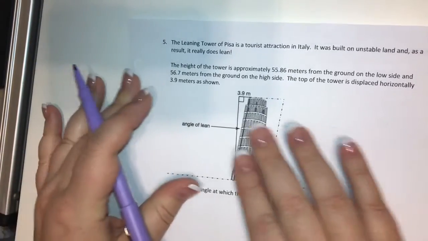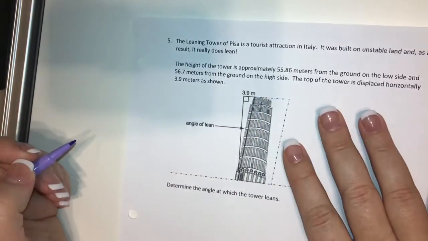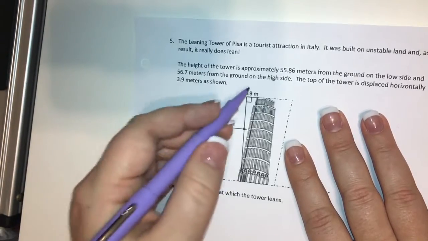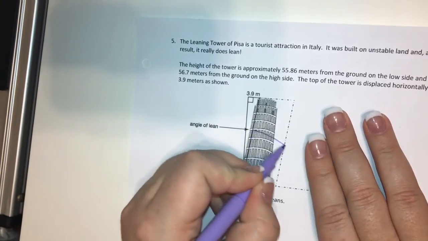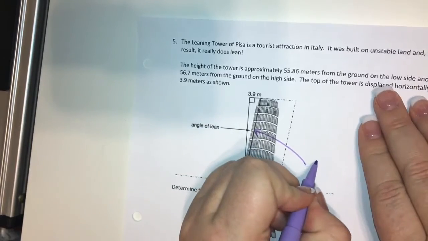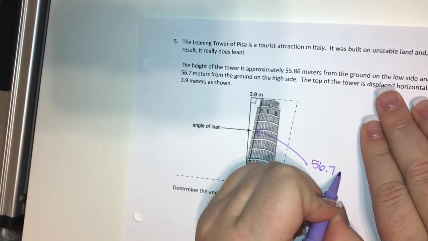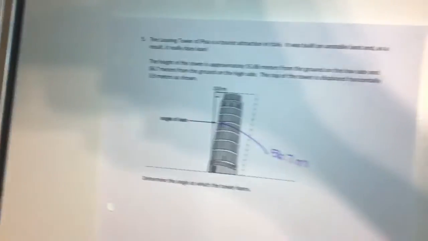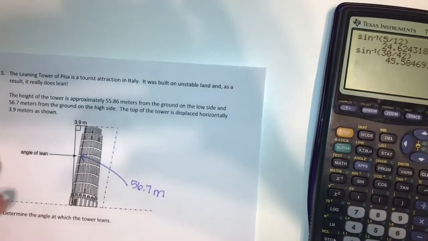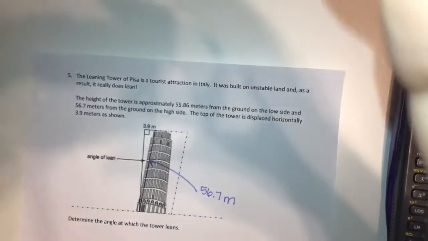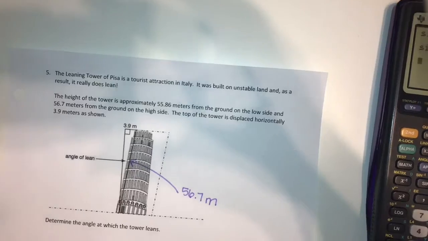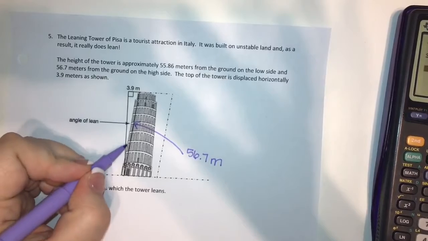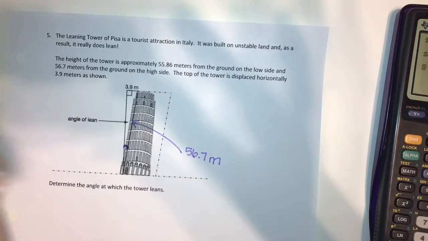So it says on the high side, it's 56.7. So that would be this right here. So this right here would be 56.7 meters. So this one has a little more to it. So we actually have to pay attention to what the question is asking so I can make sure and put the right information in the right place. So it tells me that, and now I want the angle of the lean. That's going to be this angle right here.